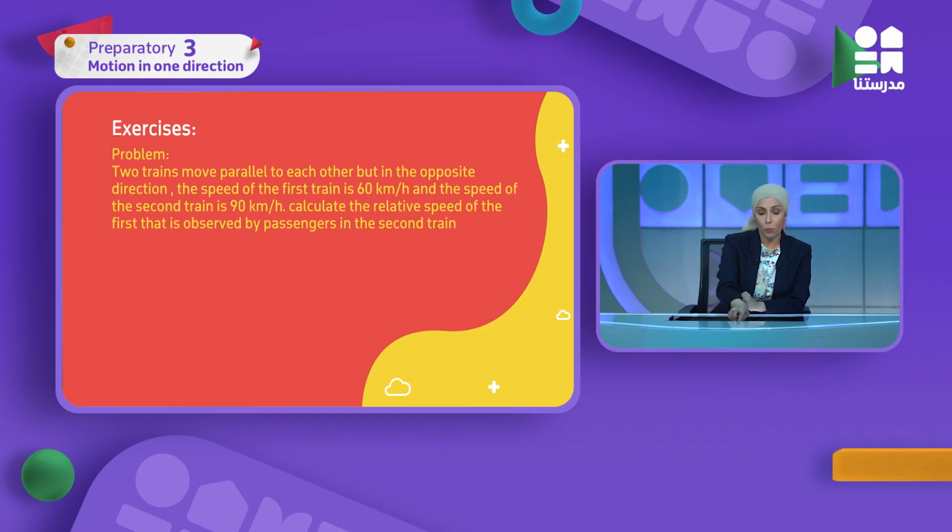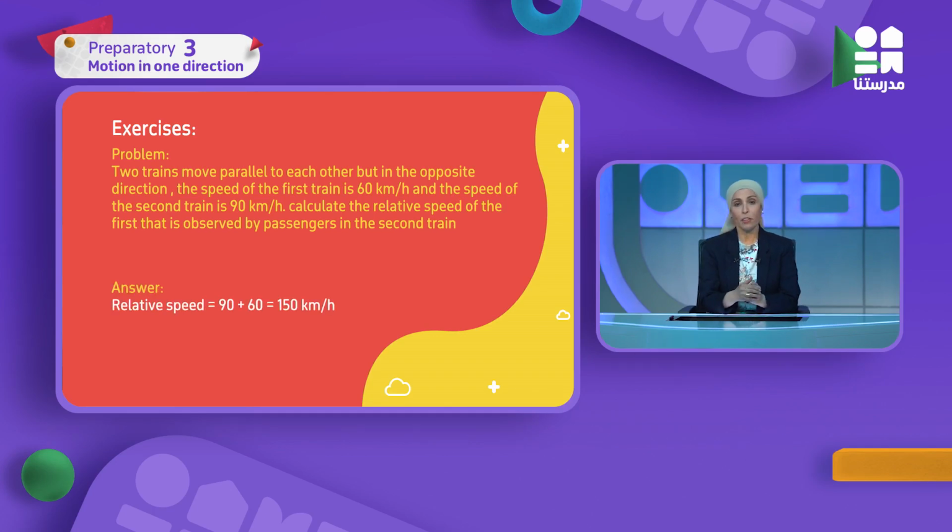Here I'm going to put the rule. The relative speed equals the speed of the first car, which is 90 kilometers per hour, plus 60 kilometers per hour. So here the relative speed will be 150 kilometers per hour. Is it more or less than the real speed? Actually, it's more than the real speed because I'm adding the two speeds together.